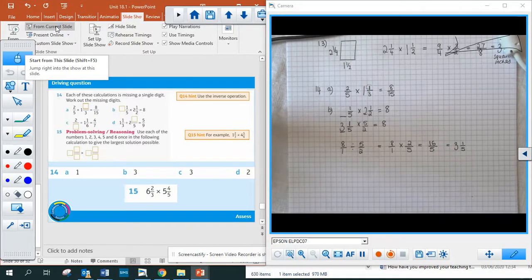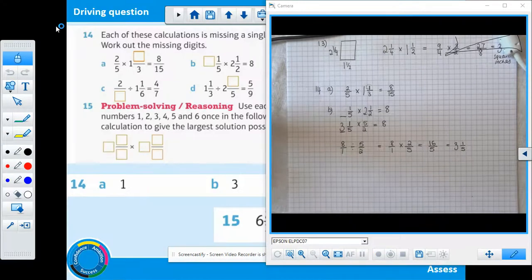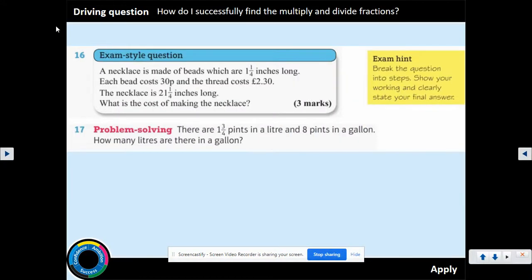Okay, and the next one you just had to play about with the different numbers you were given until you could find your largest solution, and that should have been 6 2/3 multiplied by 5 4/5. Okay, last 2 questions please. Please use the hint, read the questions carefully, and then play when you're ready to go through the solutions.